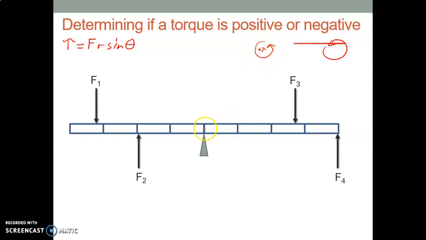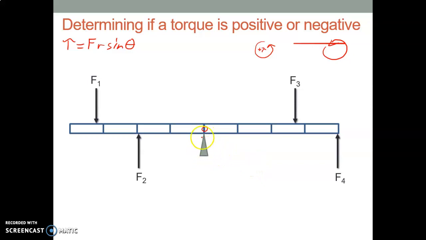Another thing you need to indicate is the axis of rotation. So if we pick this to be the axis of rotation, then that'll allow us to figure out what direction the torque is for each of the forces. So there's 4 external forces acting on this beam. It's like a seesaw, and it has a pivot point in the middle, and there are 4 forces. But there's 2 more forces that aren't shown.